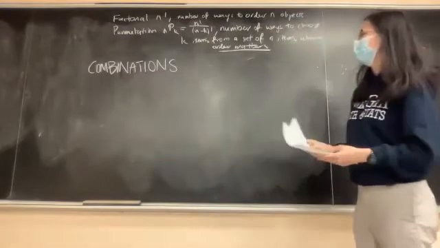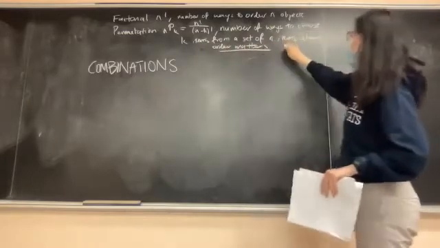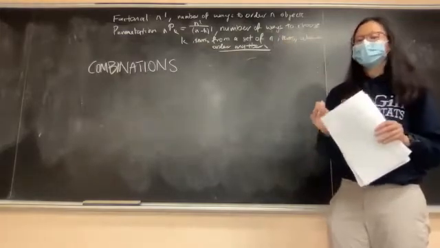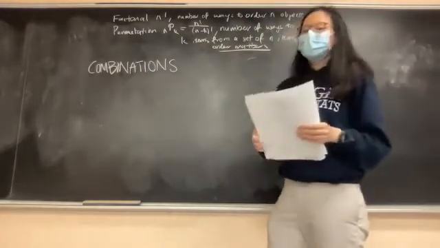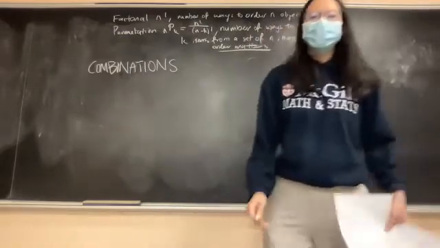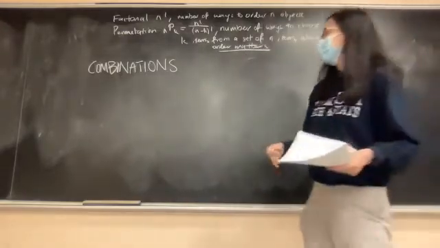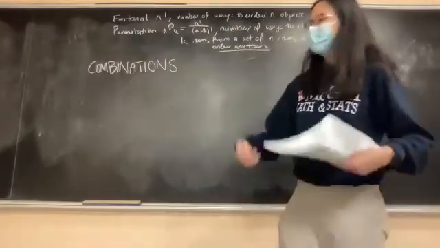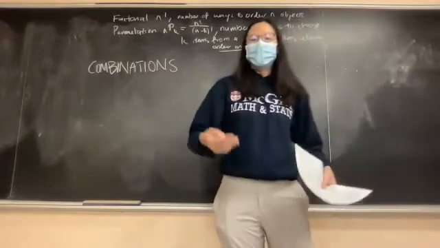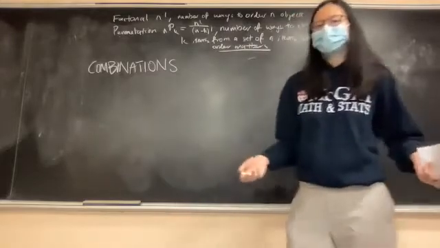So how we define combinations is the number of ways to choose k items from a set of n items where the order does not matter. The most important part is that the order does not matter. Imagine you have 10 friends and you want to choose who to go on a vacation with you. You only have 5 slots. It doesn't matter if friend 1 is in the first place, friend 2 is in the second place, and friend 3 is in the third place, because all of them are going to end up going on the vacation with you, right?